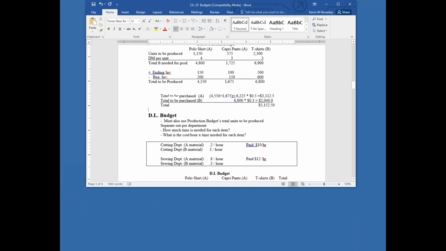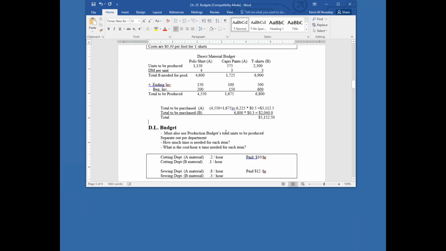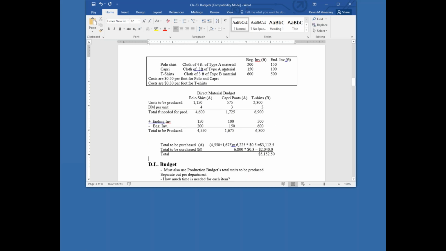All right, direct labor budget. I need to be able to determine how many employees I need, how many full-time employees or part-time employees. To do that, I'm going to have to again do research very similar to what I did up here by figuring out how much material I need.